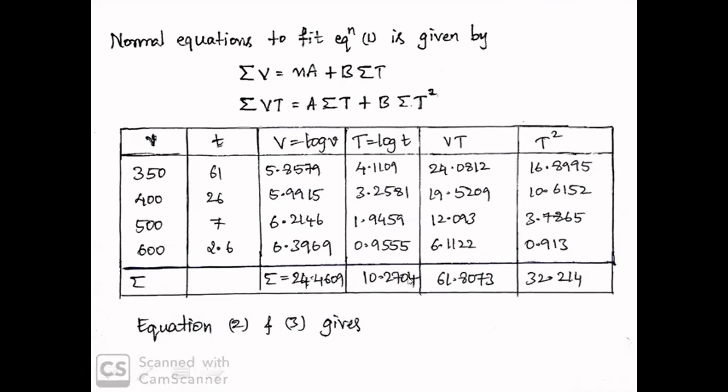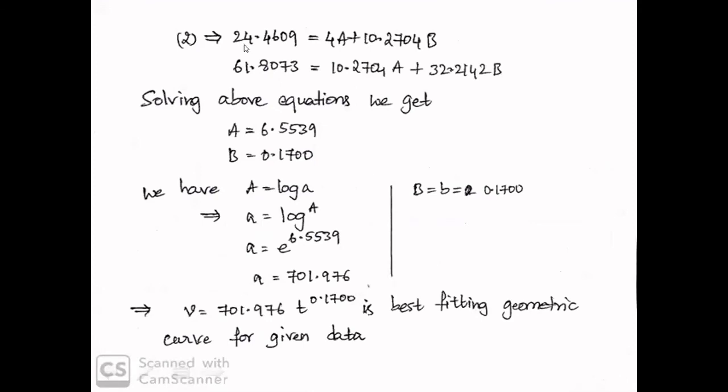Now we substitute all these values in the normal equations. The first normal equation gives 24.4609 is equal to 4A plus 10.2704B. The second normal equation gives 61.8073 is equal to 10.2704A plus 32.2142B. Now solving these two equations using the calculator, we get capital A is equal to 6.5539 and capital B is 0.1700. Here the unknowns are capital A and capital B, so we get their values.